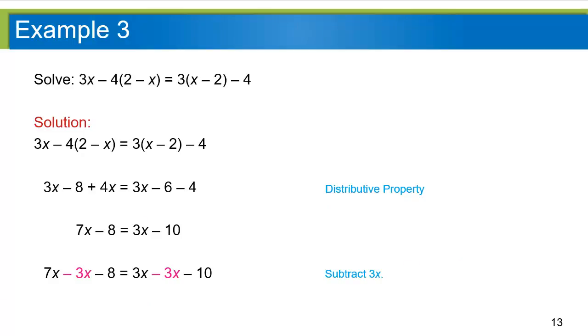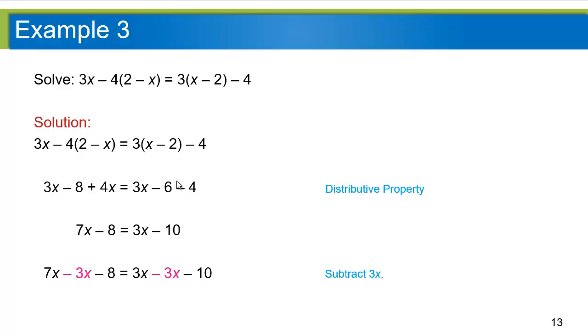How about another example? Do the distribution. Remember, here's where it gets tricky. This is a negative 4, so you have to distribute negative 4. So now it's negative 4 times everything. Negative 4 times 2 is negative 8. Negative 4 times negative x gives you positive 4x. Over here it's easy, 3x minus 6.